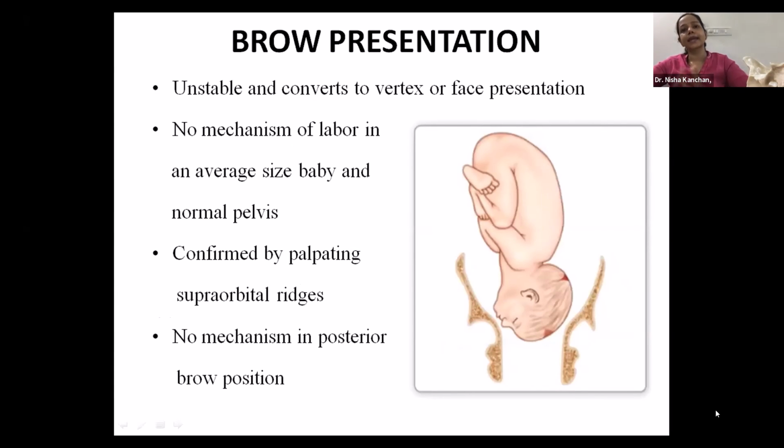Brow presentation: again, there is no mechanism of labor in an average size baby. Here, you won't feel the mouth of the baby when you're doing PV. You will feel the supraorbital ridges and the brow. And there is no mechanism for brow because what is the engaging diameter of brow? Mentovertical. How many centimeters is it?